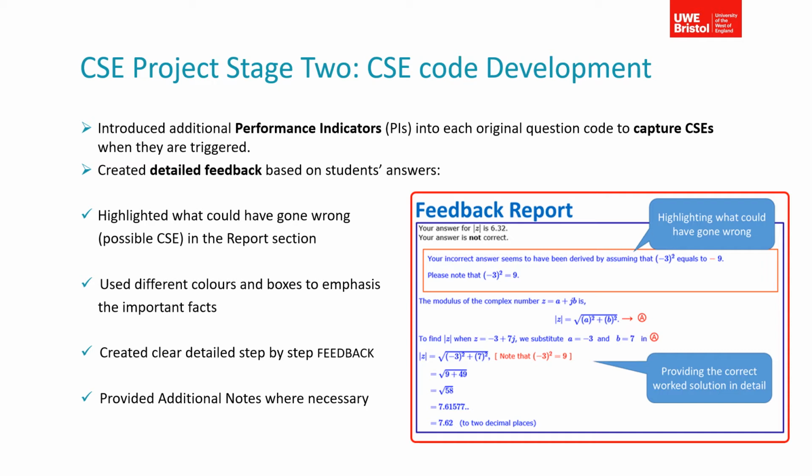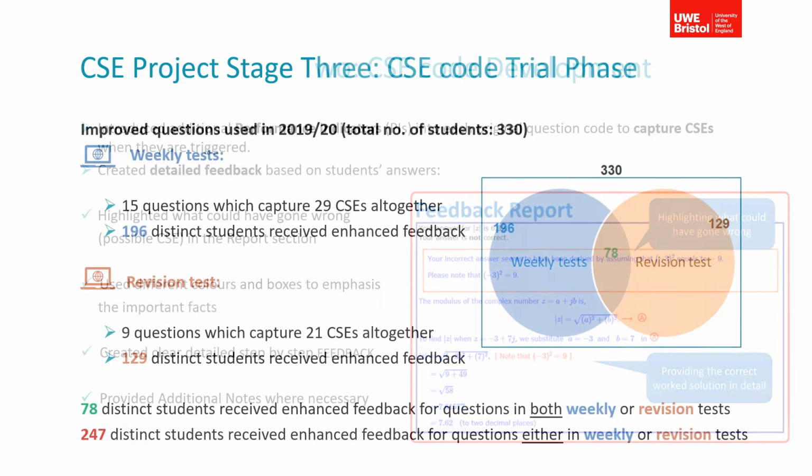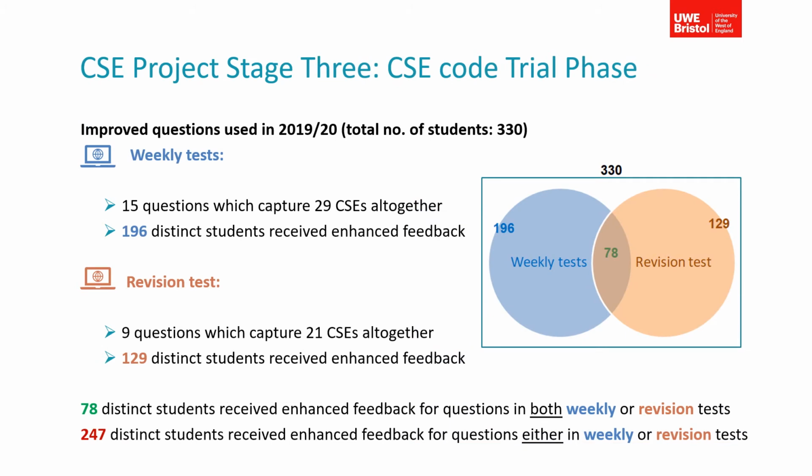Stage 3 of the CSC project was the trial phase. We used this improved enhanced feedback in questions in the weekly tests and revision test for the 2019-20 cohort. We included 15 questions which captured 29 CSCs altogether in weekly tests, and 9 questions which captured 21 CSCs in the revision test.